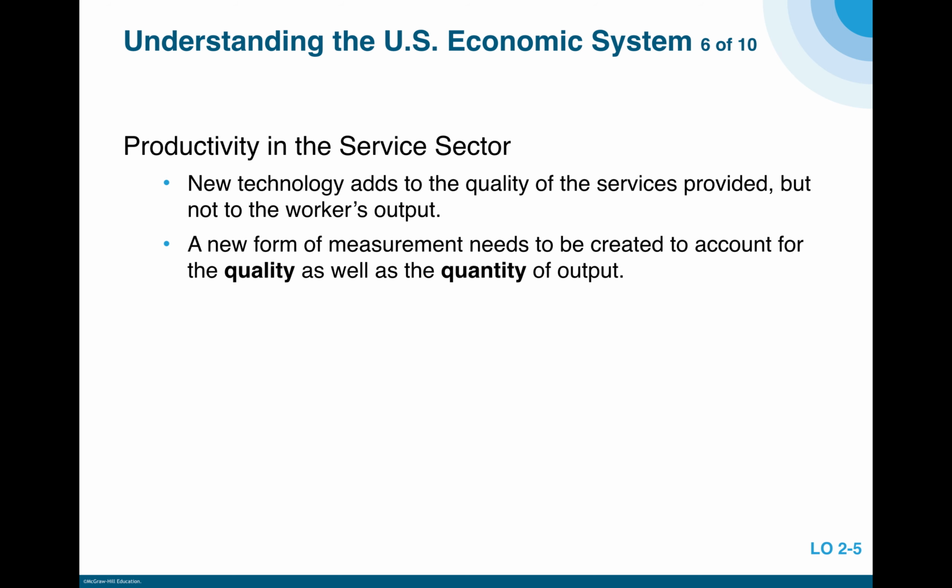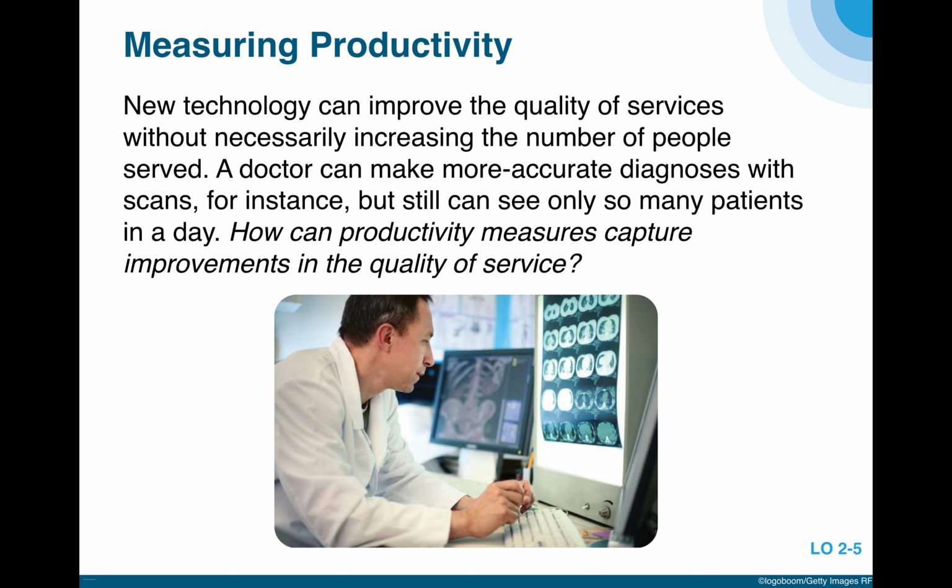So productivity in the service sector. New technology adds to the quality of services provided, but not to the worker's output. A new form of measurement needs to be created to account for the quality as well as the quantity of output. So new technology can improve the quality of services without necessarily increasing the number of people served. A doctor can make more accurate diagnoses with scans, for instance, but can still only see so many patients in a day. How can productivity measures capture improvements in the quality of service?